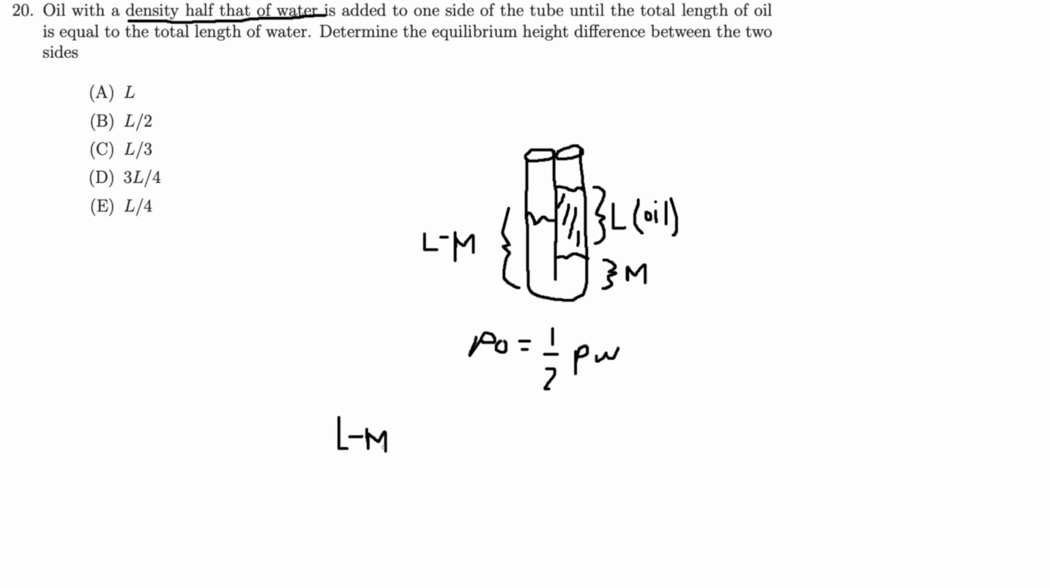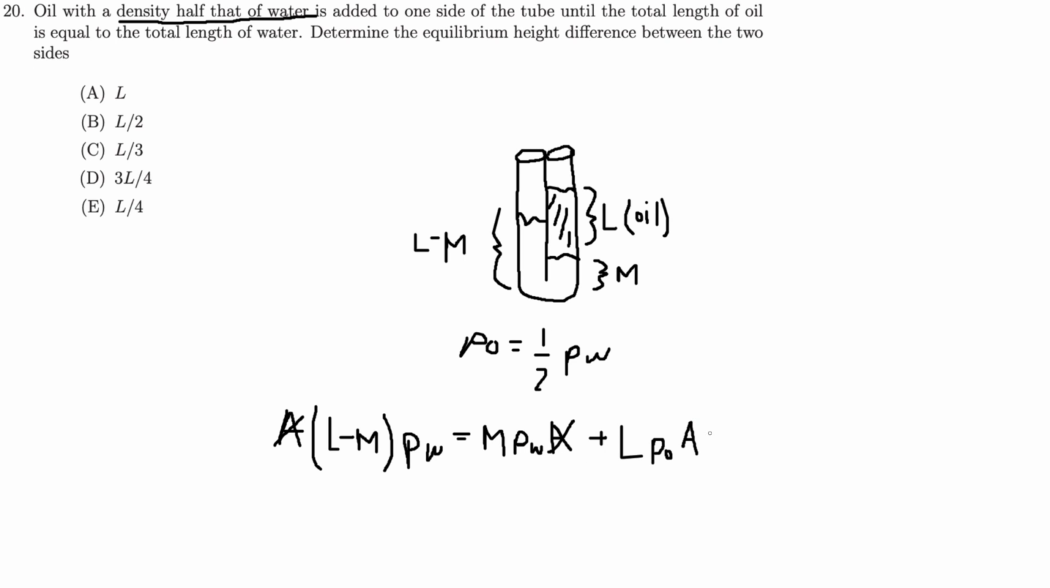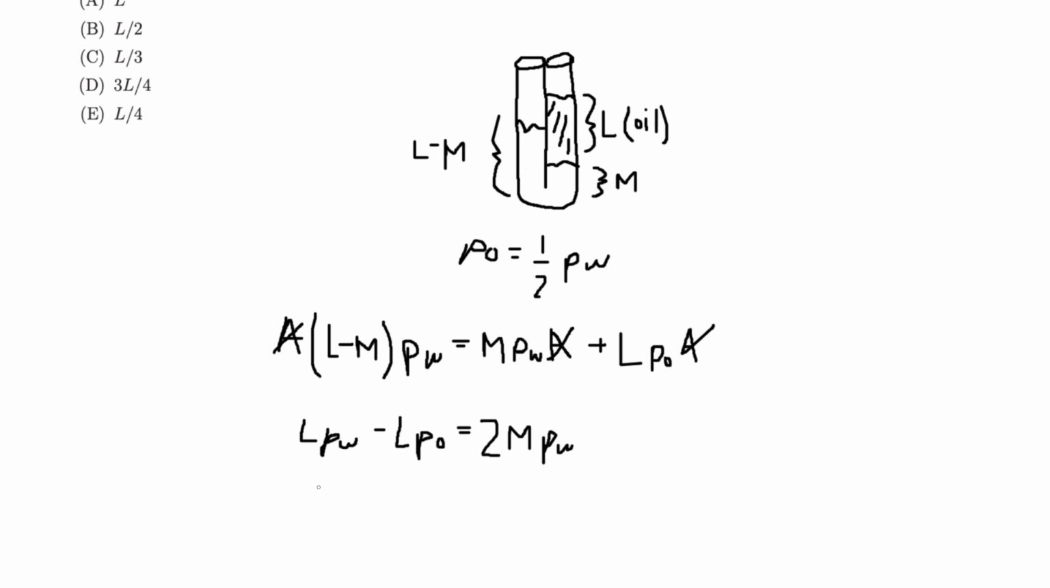So there, we have the mass on both sides of this. Cancel out all the cross-sectional areas, because that doesn't matter now. What we want to solve for is m. So let's distribute everything out on the right side, and on the left side, distribute the values. After simplifying, we get this, and then we take out the L and replace Po with 1/2 Pw.